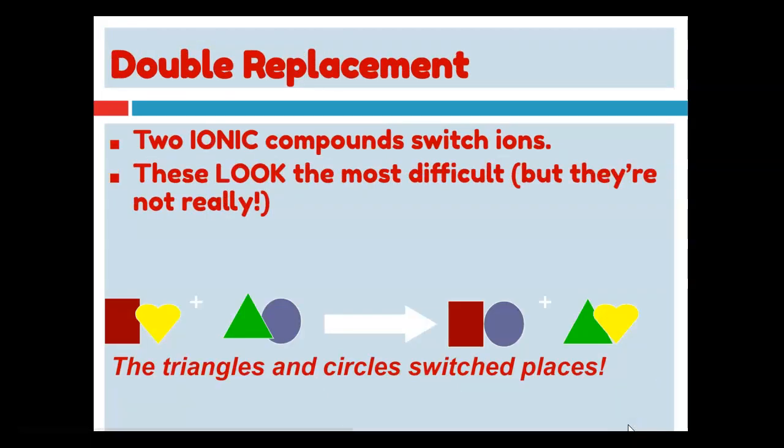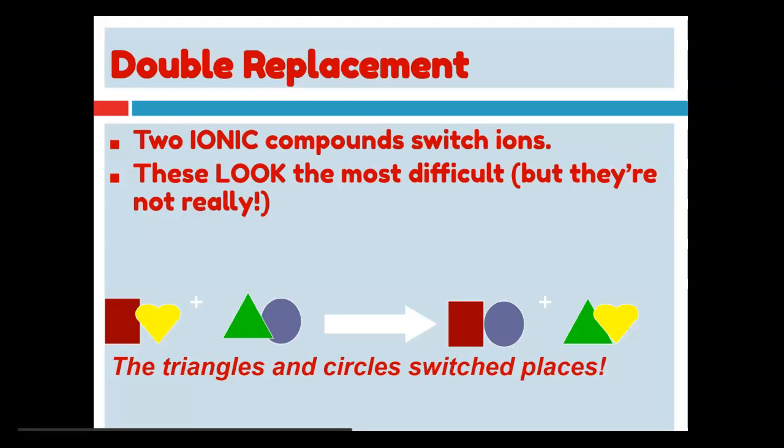The next one to look at, double replacement. This is when 2 ionic compounds just switch partners. These look hard, but they really are going to be super easy.